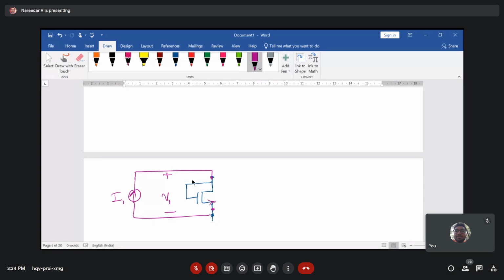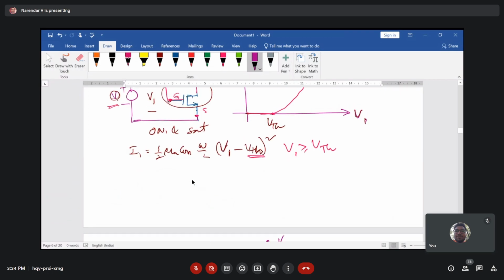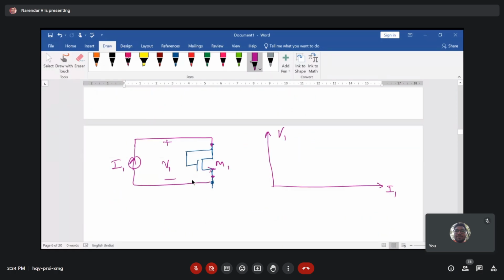So this is your M1 transistor. Now if you make a plot here, this is a plot with respect to I1 and this is V1. The previous case is exactly reversed. Now the x-axis is I1 and the y-axis is V1. So I1 is a current source that we are applying, varying the current, and as a result there is a variation in the voltage across your MOS transistor M1, right?